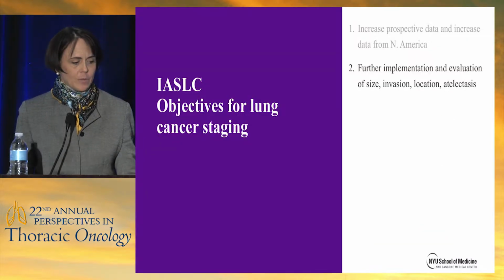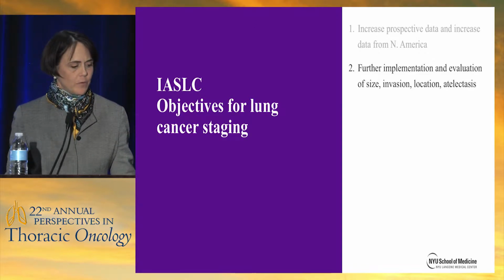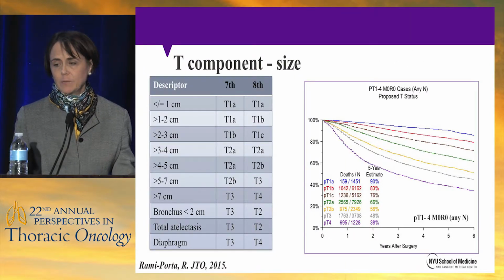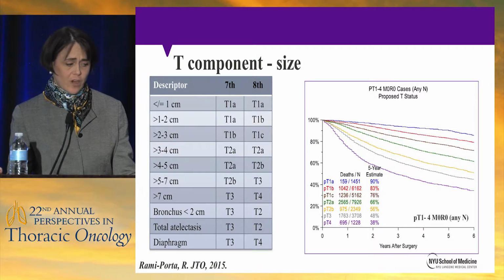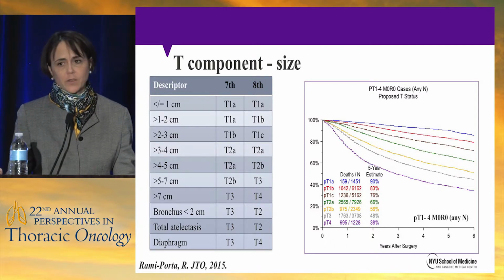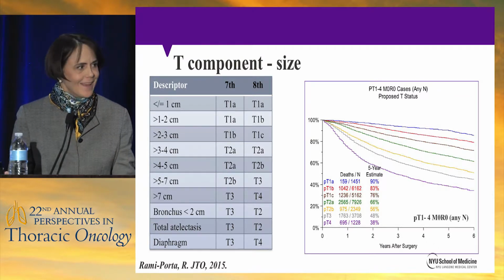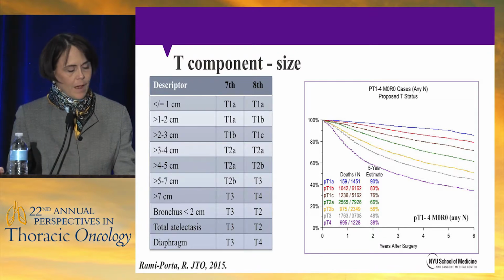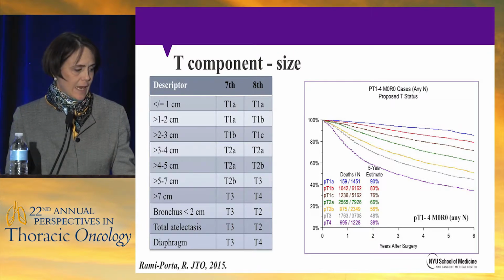Keep moving. So when we look at the changes, they look at each category and move through it. The goals with the T stage were to better look at size, location, and atelectasis. Those were things where they thought they could get better prognostication. And so the T component has been further subcategorized by size. So the cutoffs are easy for everyone now, right? 1, 2, 3, 4, 5. Every single centimeter gets a cutoff. Then greater than 7, each of those gets their own T stage.